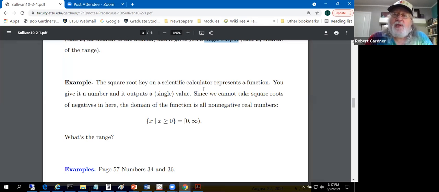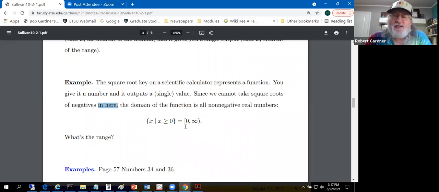Speaking of the square root key in a calculator, it represents a function. You give it a number and it outputs a single value. But we can't take square roots of negatives, not in here. Let me emphasize, we don't take square roots of negatives. So the domain of the square root function is simply all non-negative real numbers. We can take square roots of all non-negative real numbers, in set notation or in interval notation. Hey, what's the range? What can you get out of a square root function? Can you get 0 out? Yeah, put 0 in. The square root of 0 is 0.